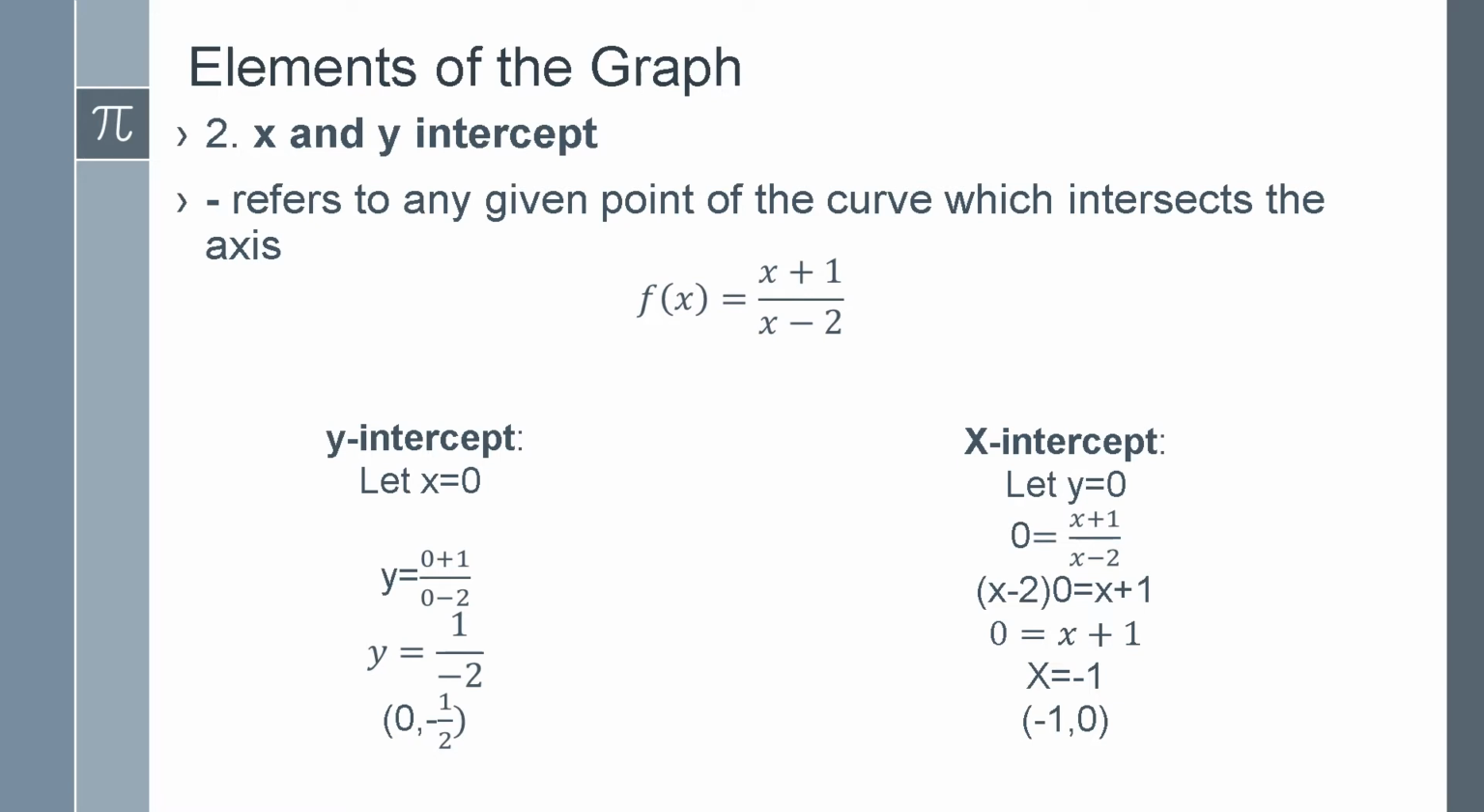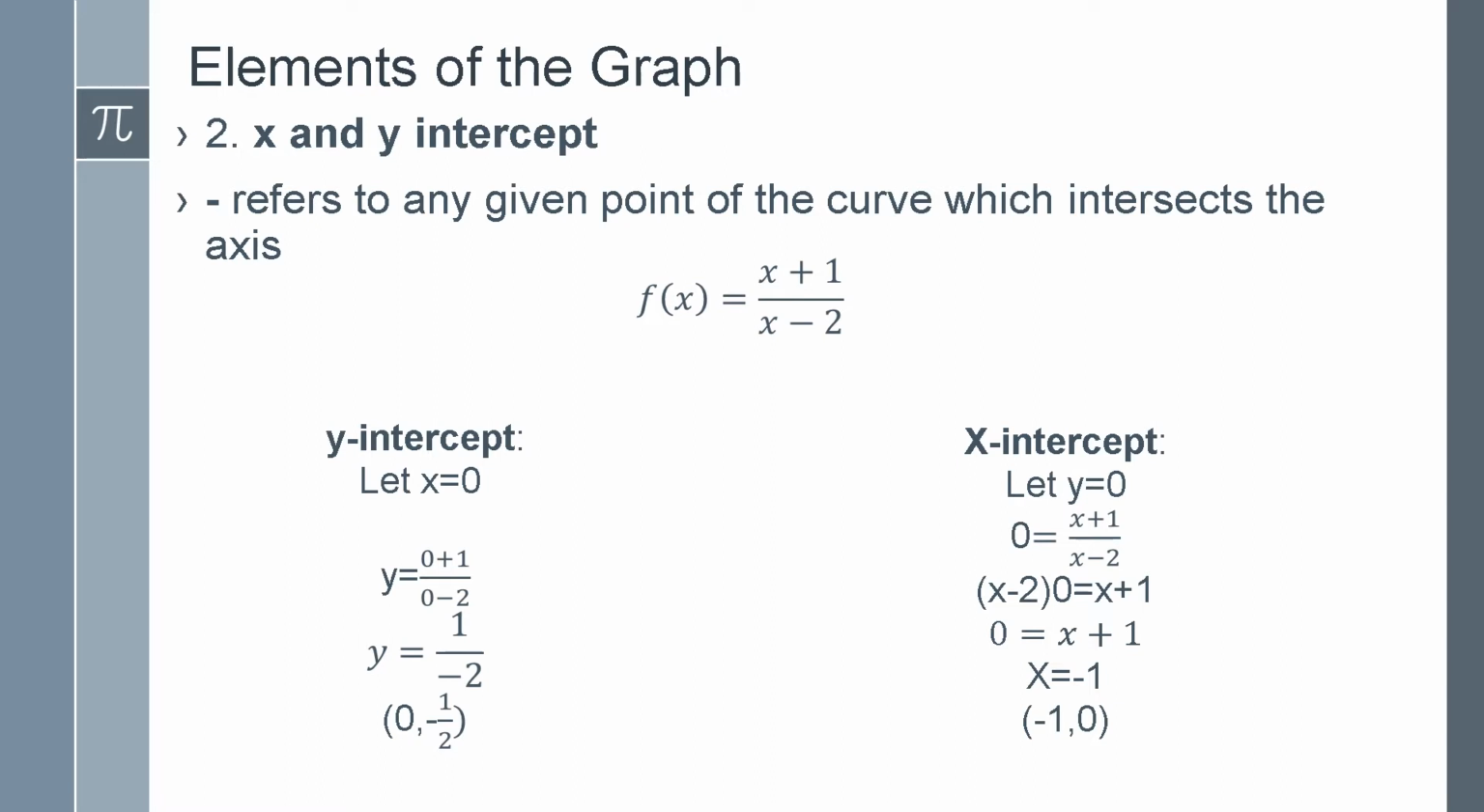For example, for the function f of x is equals to x plus 1 over x minus 2, kapag sinubstitute natin yung x na 0, it will become y is equals to 0 plus 1 over 0 minus 2. The resulting coordinate will be 0 and negative 1/2 since we only have the value of y variable.